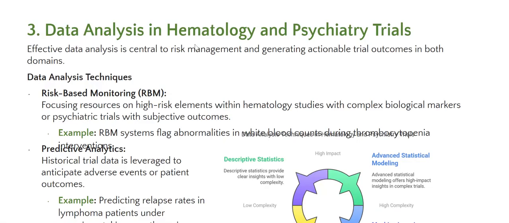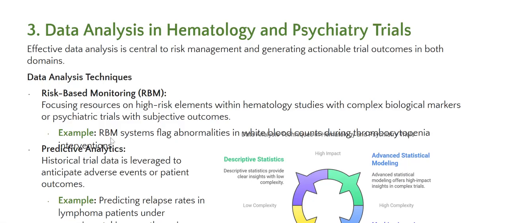Then we have data analysis in hematology and psychiatry trials, as effective data analysis is central to risk management and generating actionable trial outcomes in both domains. Data analysis techniques: we have risk-based monitoring, RBM, focusing resources on high-risk elements within hematology studies with complex biological markers, or psychiatric trials with subjective outcomes, so forecasting risks.